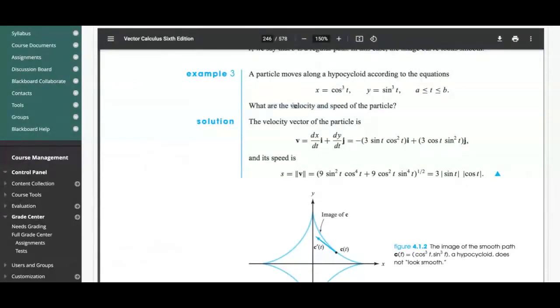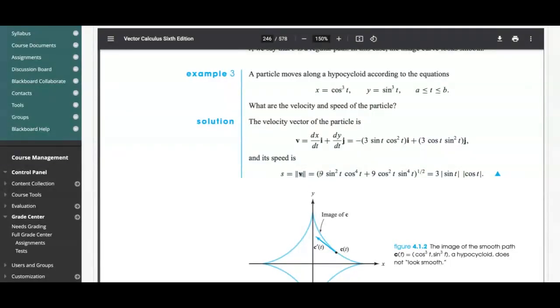Okay, what's velocity? Velocity can be positive, can be negative, right? But speed is magnitude. Velocity also is a vector, so speed cannot be negative. Speed is the magnitude of the velocity vector. So for the velocity vector, we just take a derivative, right? So we get negative 3 sine t cosine square t in the first component, 3 cosine t sine square t in the second component.